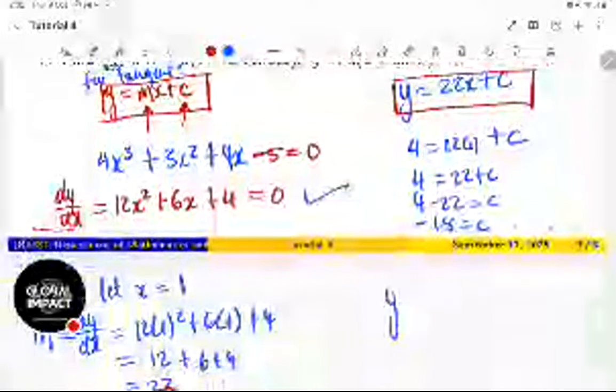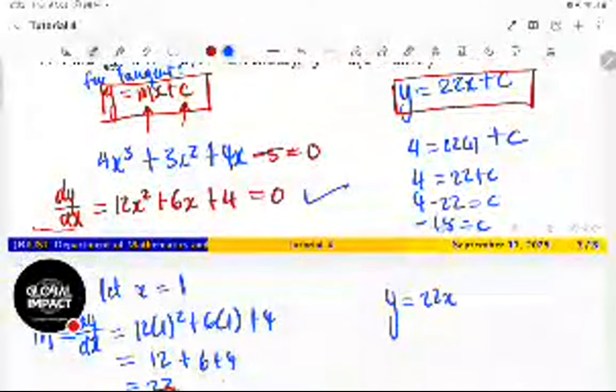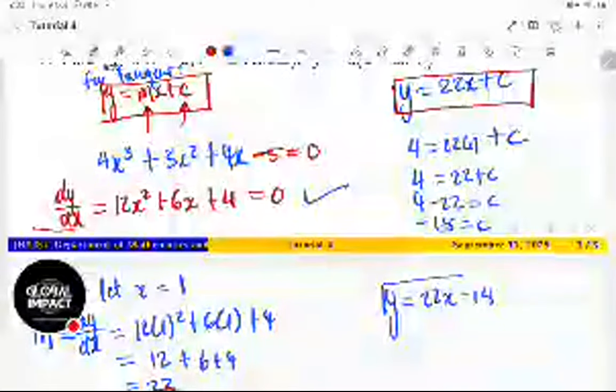So now you can say y equals 22x, then plus c becomes negative 18. And you're done.